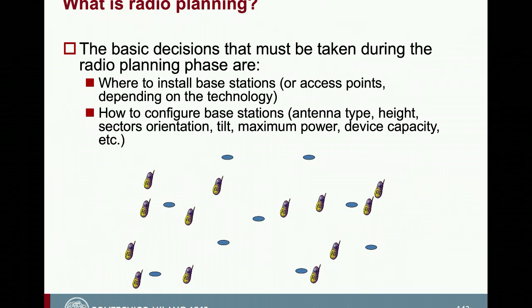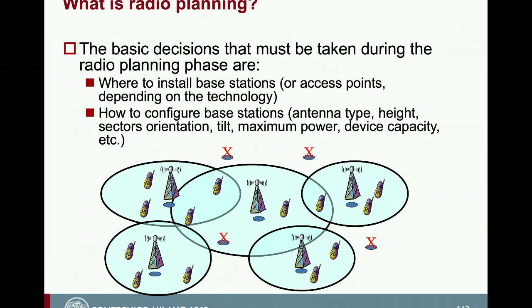The basic decisions that must be taken during the radio planning phase are where to install base stations or access points, depending on the technology, and how to configure base stations in terms of antenna type, height, sector orientation, tilt, maximum power, device capacity, and many others. So we have a number of points where we can install base stations, and we have to decide where we want to install them. Of course, we also have points where we expect to have users in the area, and those are the points that must be covered and with enough capacity for the network.